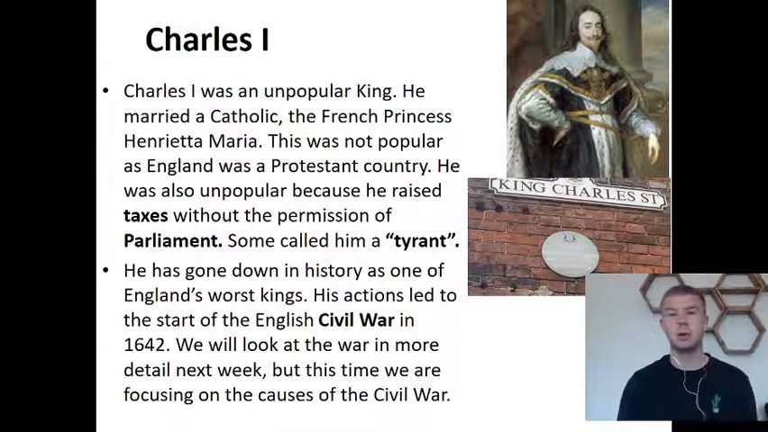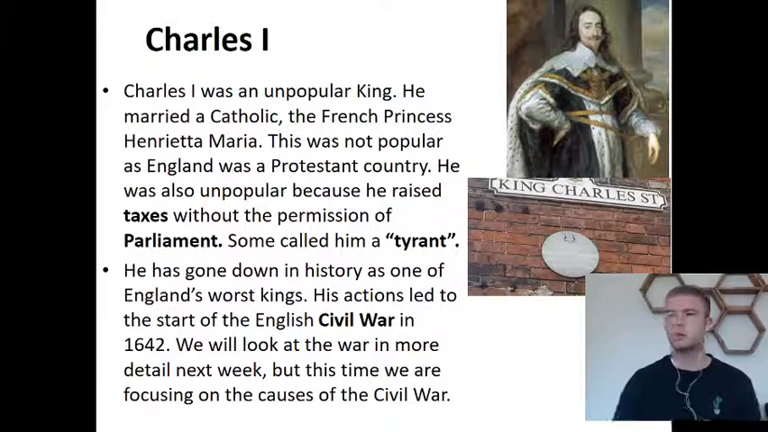Another reason he's unpopular is because he raised taxes without the permission of Parliament. At this point, Parliament is becoming a bit more powerful, and it is able to say to a king or queen, right, you can't ask for loads of money from the people. It's not fair. But Charles I isn't listening to them, and he is asking for money from the people anyway. And as a result, some people called him a tyrant.